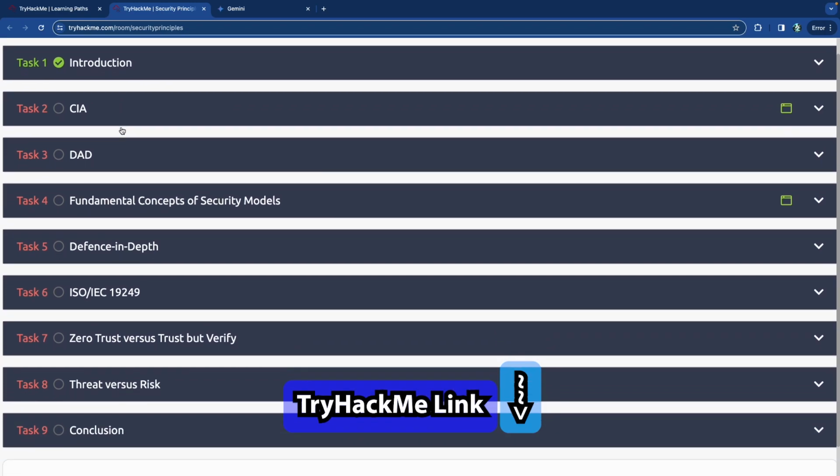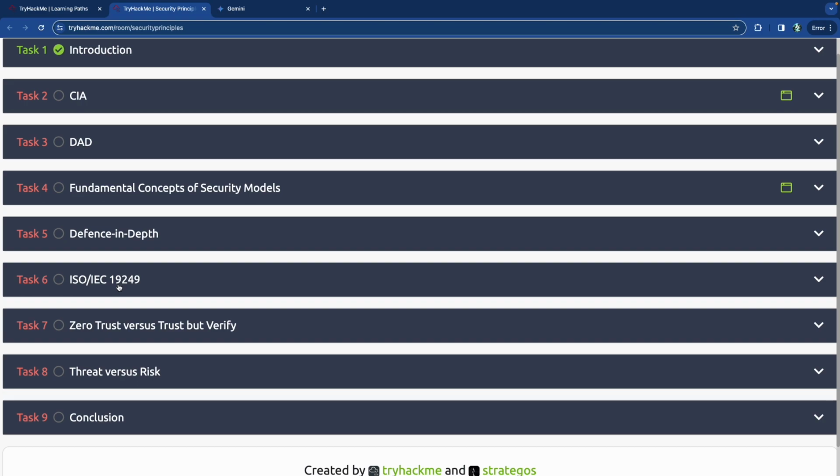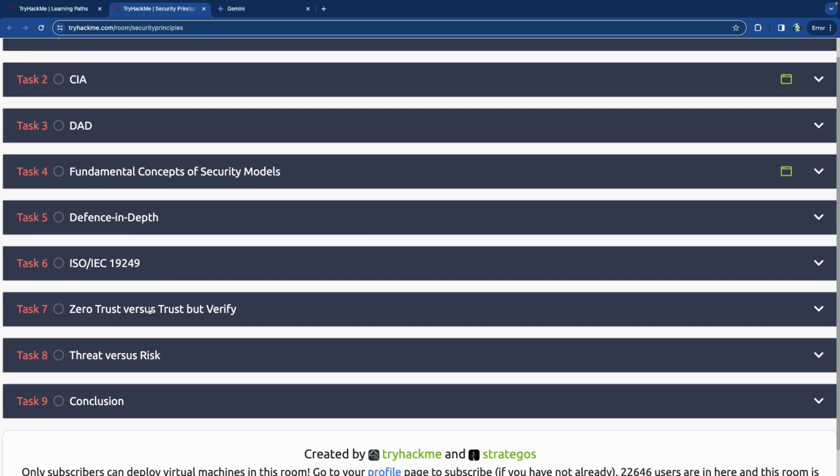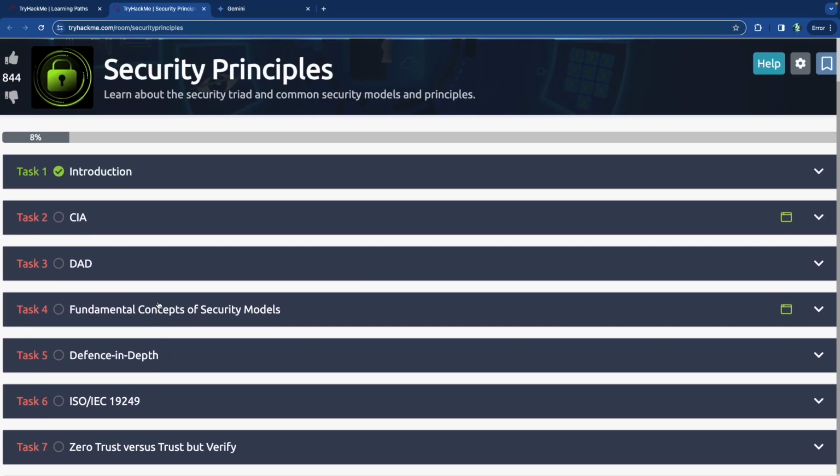So we have the intro, we have the CIA triad, the DAD triad, or DAD, I don't know what that stands for yet. We have fundamental concepts of security models, defense in depth, ISO IEC 19249, zero trust versus trust but verify, threat versus risk, and of course the conclusion.